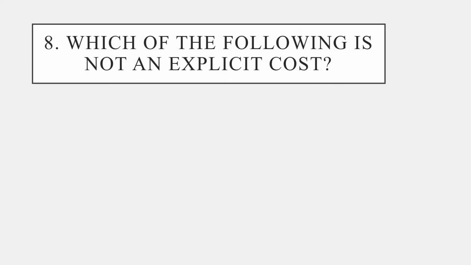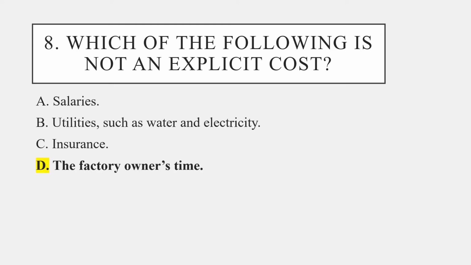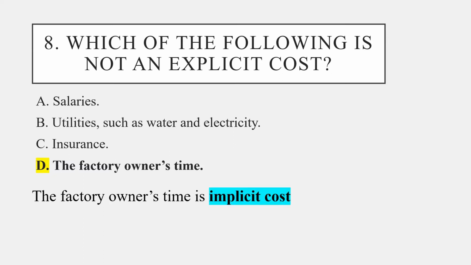8. Which of the following is not an explicit cost? The factor owner type. This is because the factor owner type is an implicit cost.